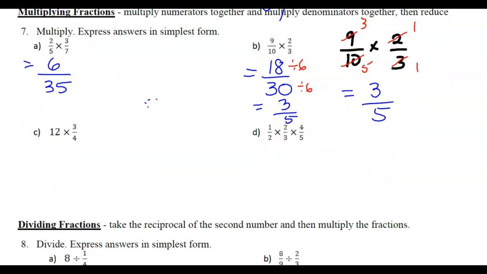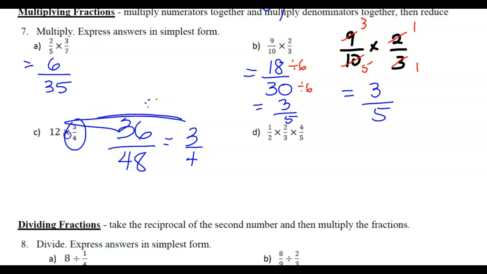Okay. C is pretty straightforward, but some people make it harder. They go, oh, 12 times 3/4. I'm going to multiply 12 times 3 and 12 times 4. Well, that ends up, if I reduce that, to be 3/4. Well, isn't that what I started with? How can you multiply 3/4 by 12 and get the same answer again, right? So be very careful. Always have your thinking cap on, right?